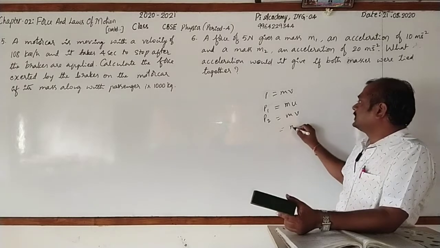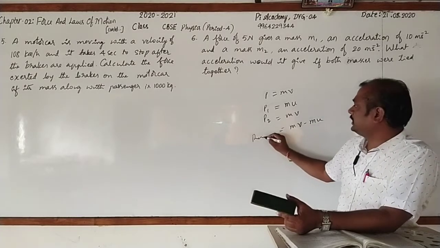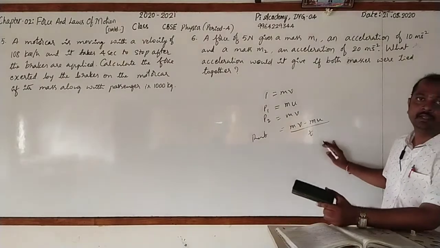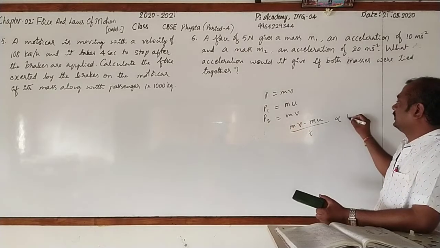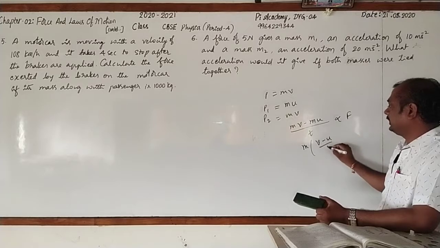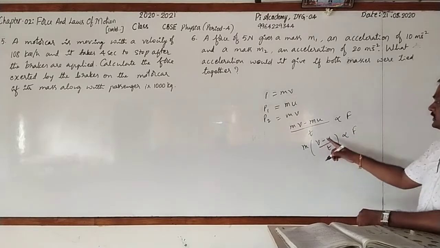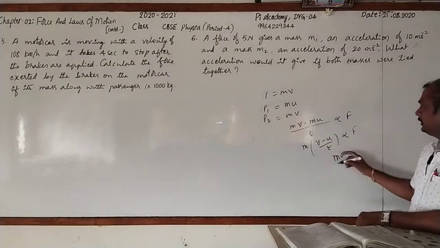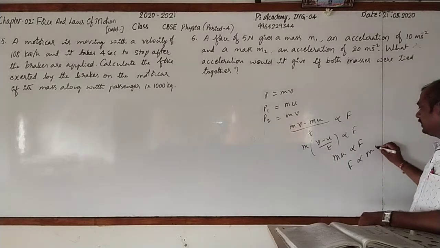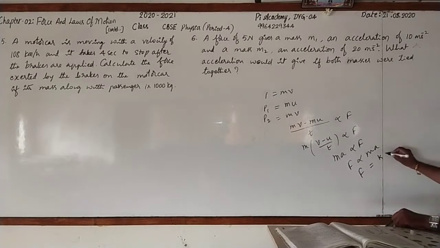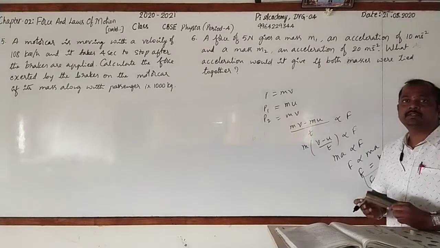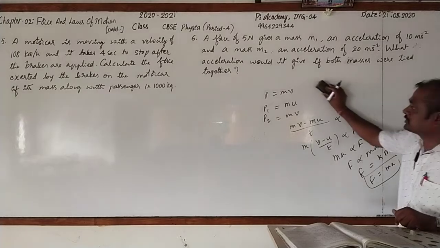Change in momentum is mv minus mu, and rate of change of momentum is (mv minus mu) divided by t, and this is directly proportional to force. That is, m into (v minus u) by t is proportional to F. Then what is (v minus u) by t? It is a. So m into a is proportional to F, or F is proportional to m into a. Here proportional is there, hence you will assume a proportionality constant, that is called k. F is equal to k into m into a. If k is equal to 1, then F is equal to m into a. Hence the formula is derived. Got it? You have learned this one.